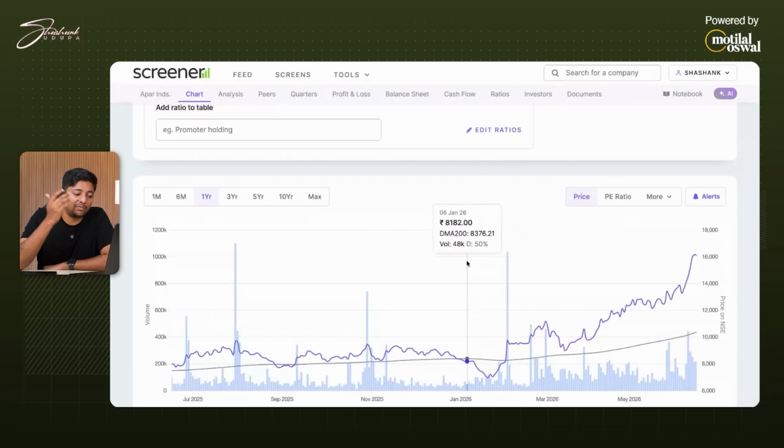Okay. Apar too, I've been holding for God knows how long. I think I'd invested in my mother-in-law's account at 80,000 rupees. It's up, I think, almost 500% right now. And I've not sold Apar yet, right? So this is something that is very interesting.